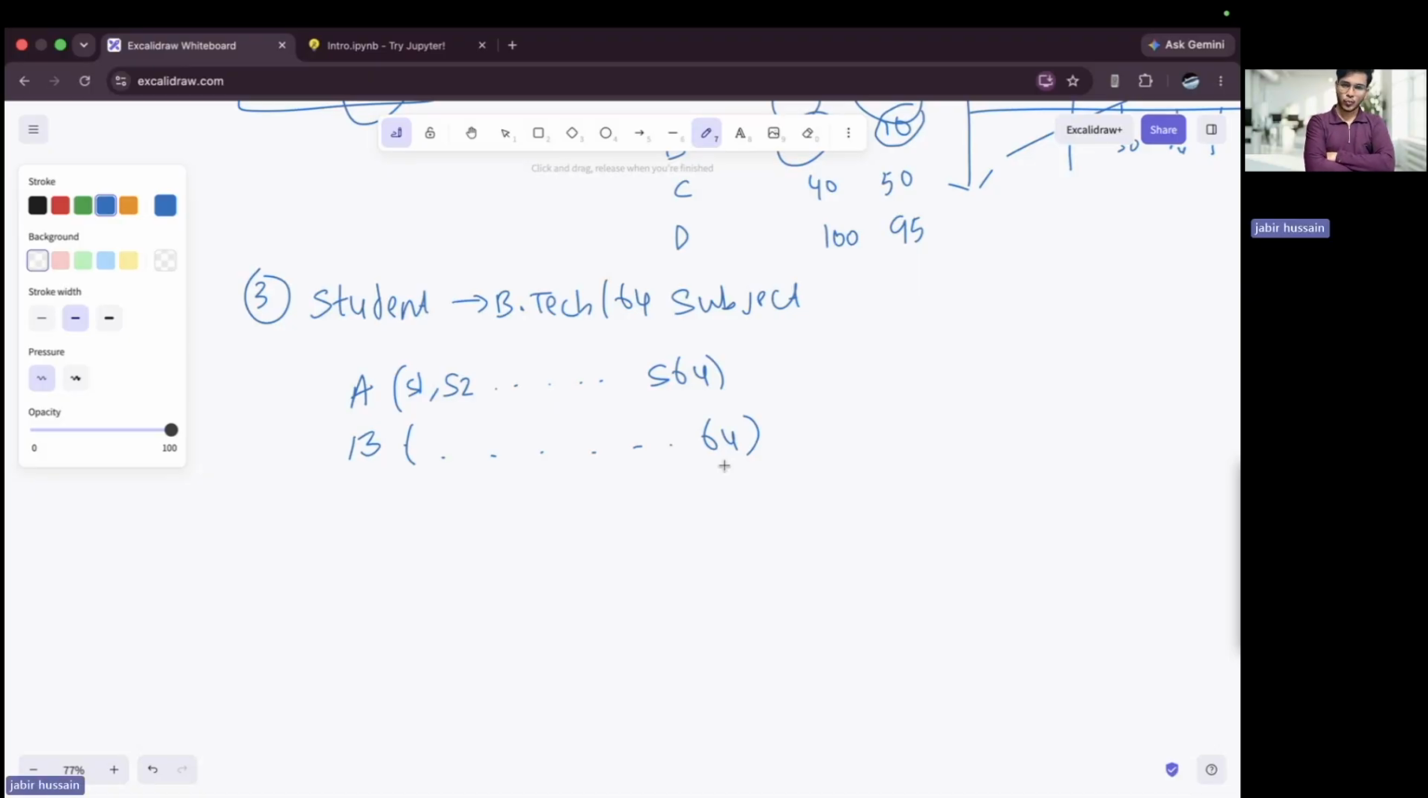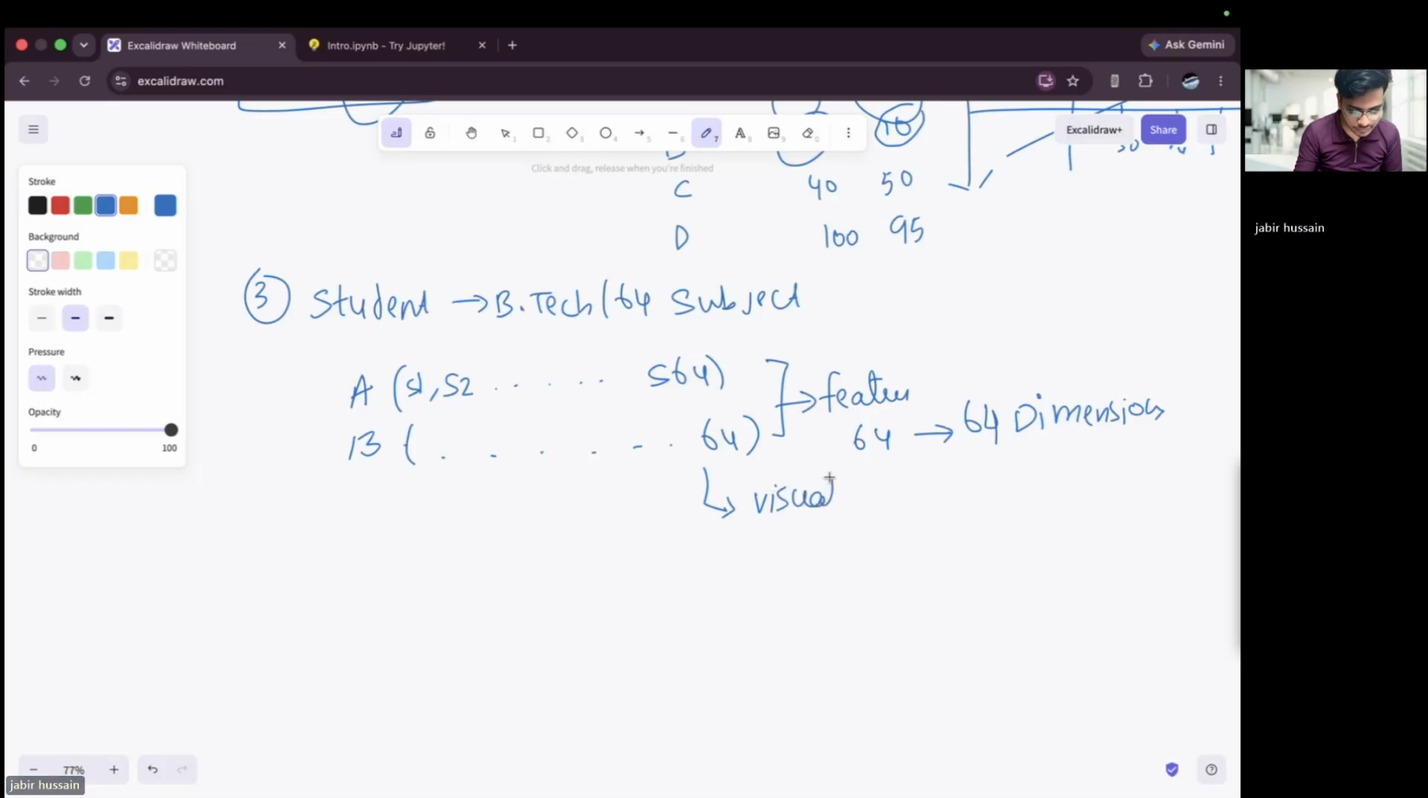So how many features are there? The number of features here is 64. It means there are 64 dimensions. Can we visualize 64 dimensions? Can we visualize data which has 64 dimensions?